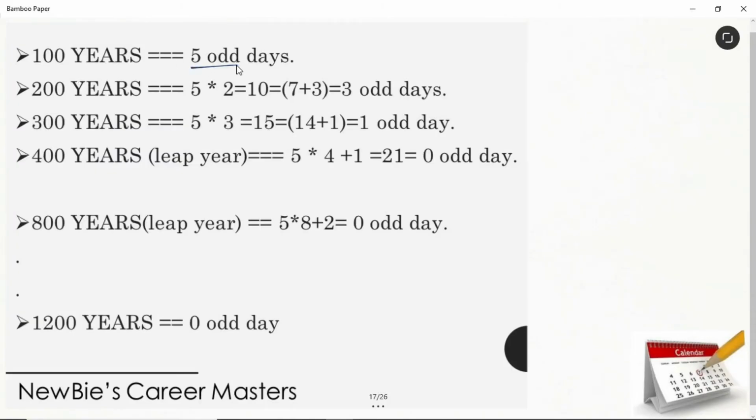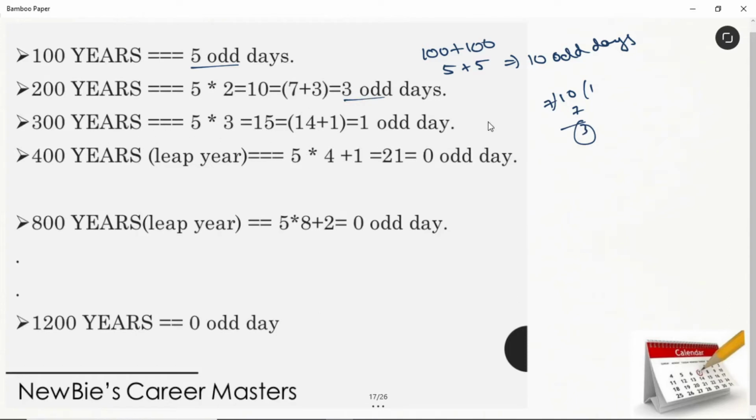Yes. We'll continue. See, if 100 years have 5 odd days, 200 years, see, 100 plus 100, no. Each 100 years gives you 5 odd days. This is 5 plus 5, correct? 10 odd days. Is this correct? No, because 10 is not a remainder of 7. So what do you have to do? Again divide this by 7. 7 ones are 7. 3 remainder. Okay, 3 can be a remainder of 7. 3 odd days is the answer. That means in 200 years, there are 3 odd days.